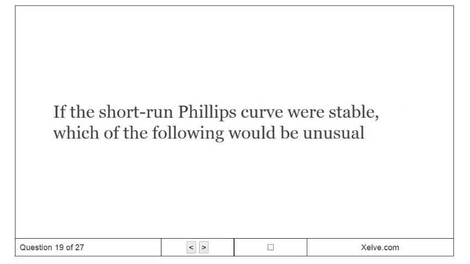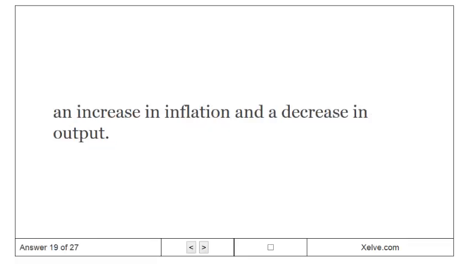If the short-run Phillips curve were stable, which of the following would be unusual? An increase in inflation and a decrease in output.